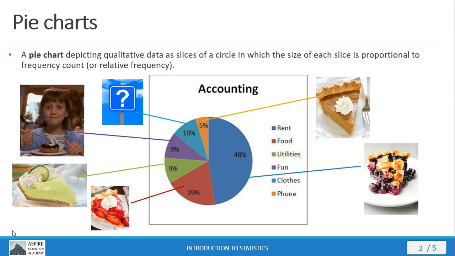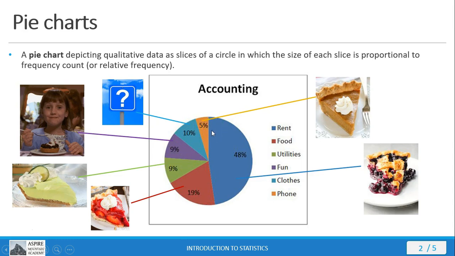Seriously, this pie chart displays how some particular person spends his or her money. No surprise here. They're spending almost half their money on rent. Look at this, 48%. Then almost a fifth of their money goes to food, and you can see the rest of the distribution here.